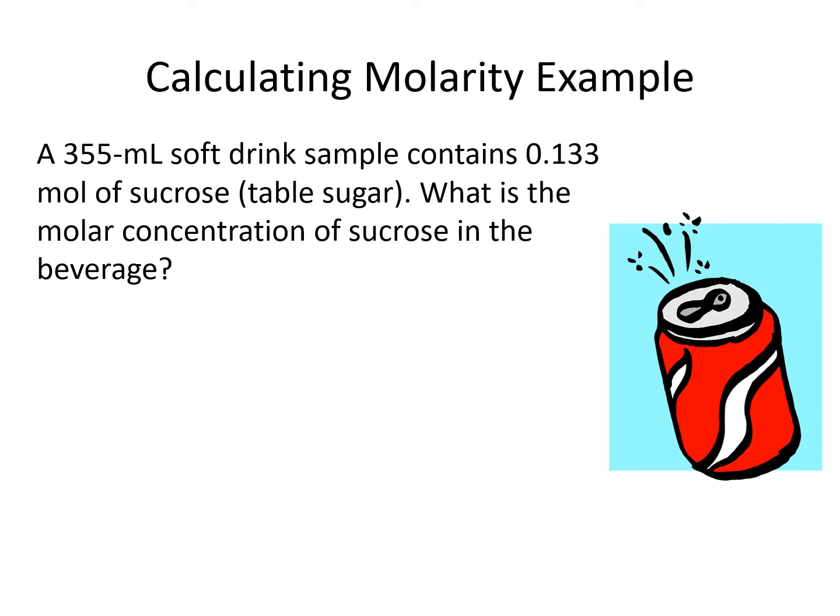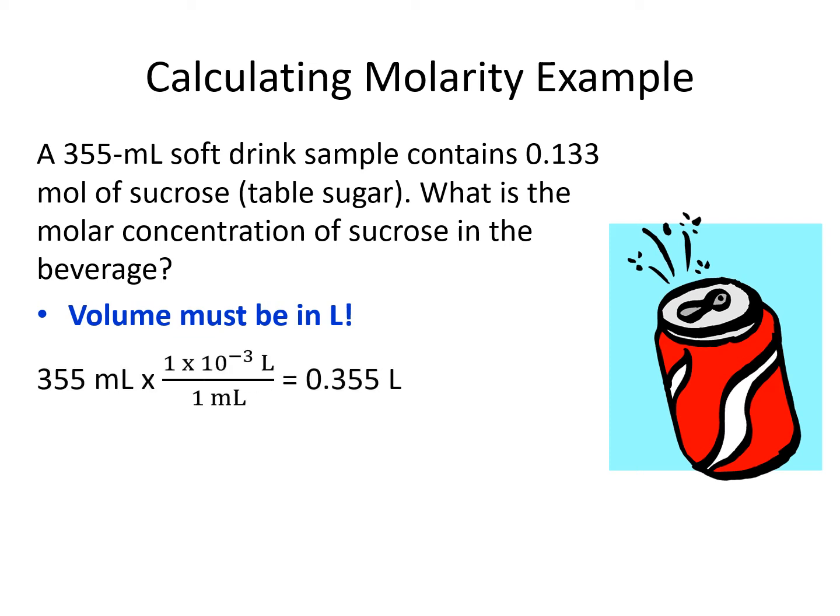Let's look at an example. We're trying to find the concentration of sucrose in a soda. We're given the volume of the sample in milliliters, and we're told how many moles of sugar are in that sample. We know moles and we have a volume. But in order to use our molarity equation, that volume must be in liters. To change our milliliters into liters, we multiply our milliliters by 10 to the minus 3 and come out with 0.355 liters as our volume of the soft drink.